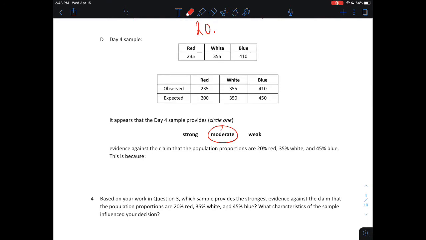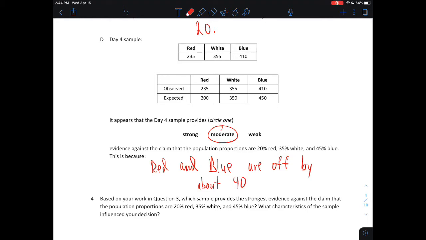And the reason why we might say moderate, again, we could just point to the samples that we have. We could say that red and blue are off by about 40. The red is off by 35. The blue is off by 40. Those are both about 40. And you can see that's somewhere in between 20 and 75, the numbers we were using on the previous days. So that's why we're saying that the evidence is moderate.